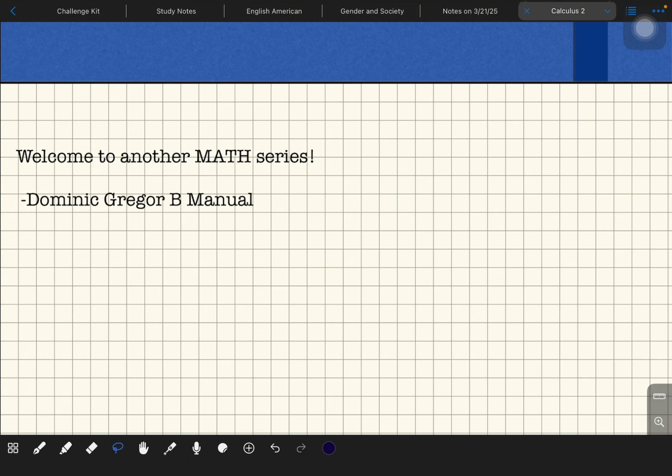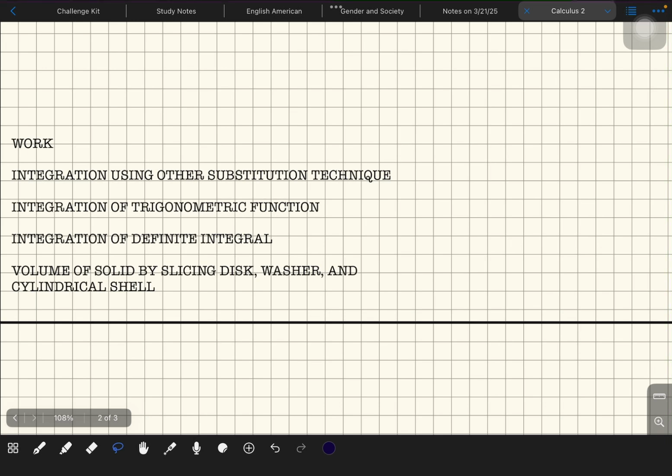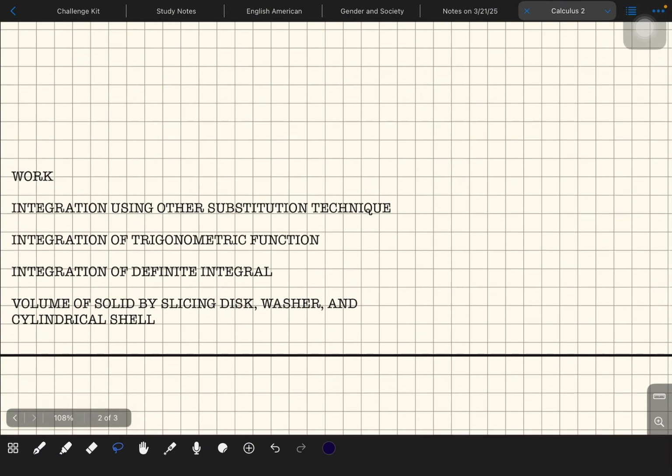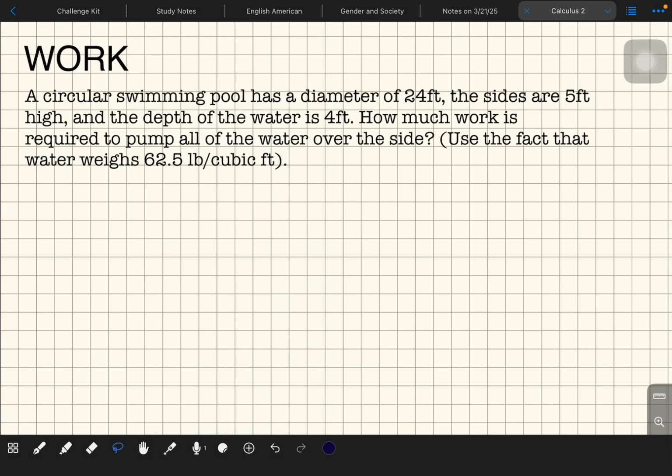So, our topic for today is all about the different types of integration, specifically in work, integration using other substitution techniques, integration of trigonometric functions, integration of definite integrals, and last, the volume of solids by slicing: disc, washer, and cylindrical shell. So first, we will tackle work. Okay, so let's have the work.